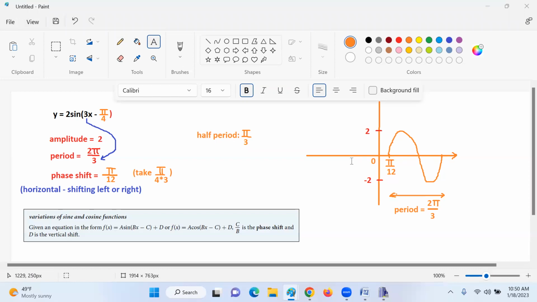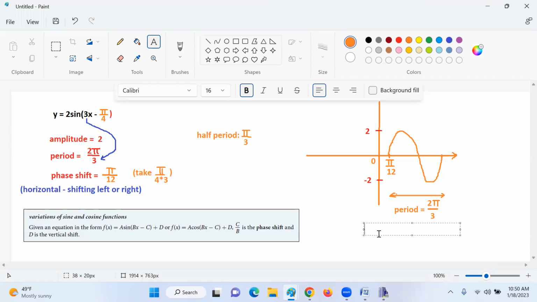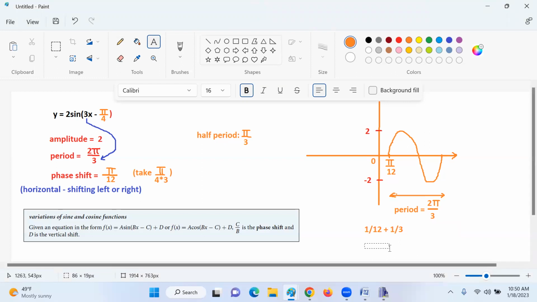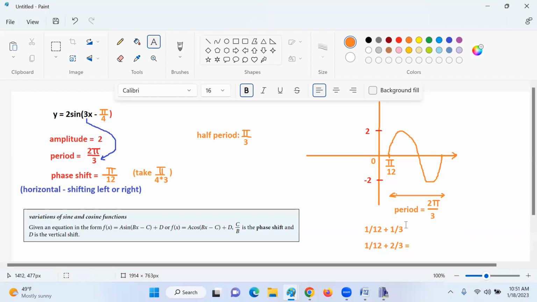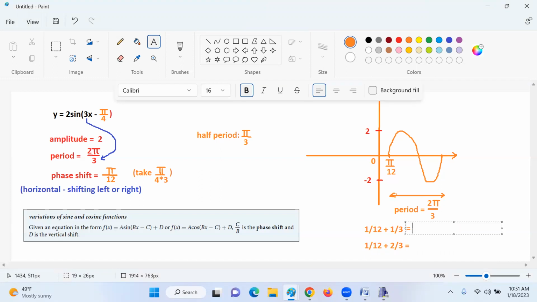Anyone can help? So how can we add pi over 12 with 2 pi over 3? We just do the math, correct? You take 1 over 12 plus 1 over 3, and you get the half period. This point is here. And then you take 1 over 12 plus 2 over 3, so you get the ending period. Are we good? Does it make sense to people?